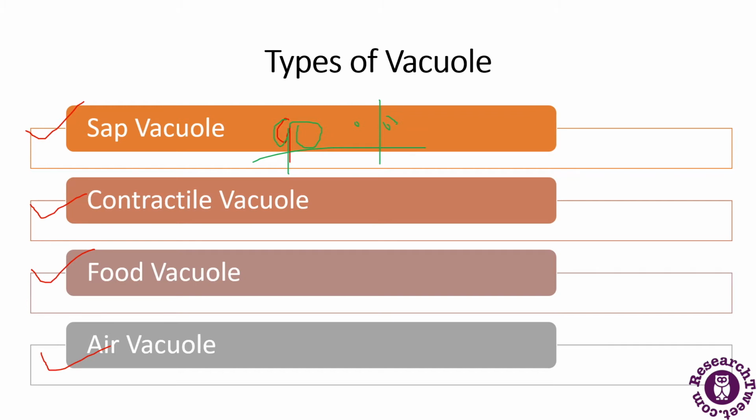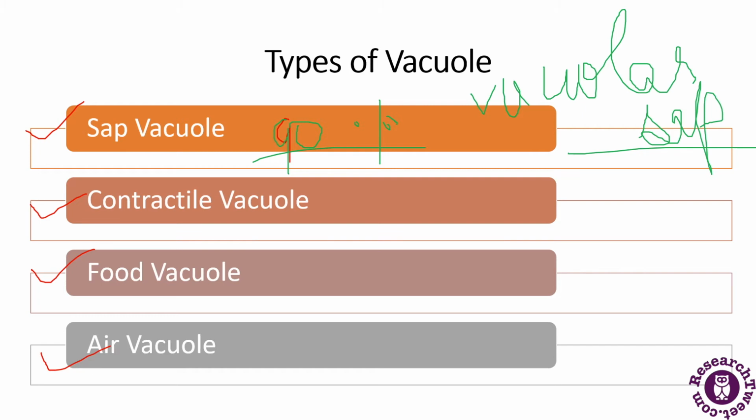The large central vacuole spreads the cytoplasm in the form of a thin peripheral layer. This is a device to facilitate the rapid exchange between the cytoplasm and the surrounding environment. The fluid present in the sap vacuoles is often called the sap or vacuolar sap. So this was about the sap vacuole.